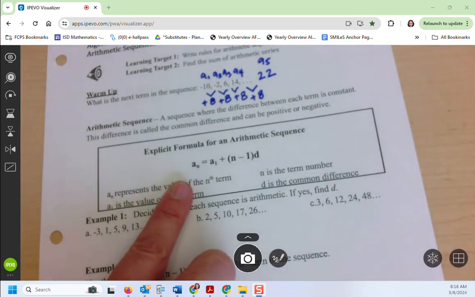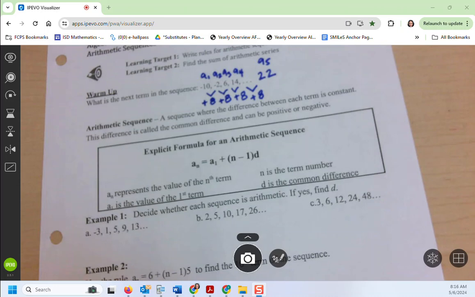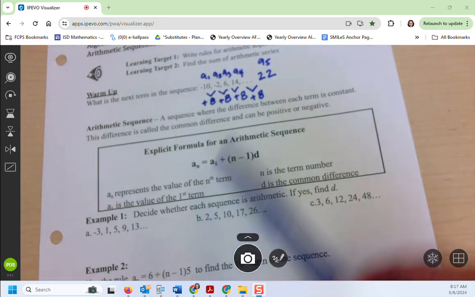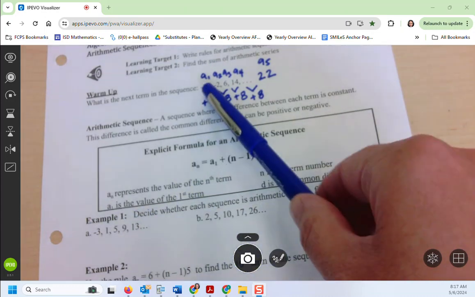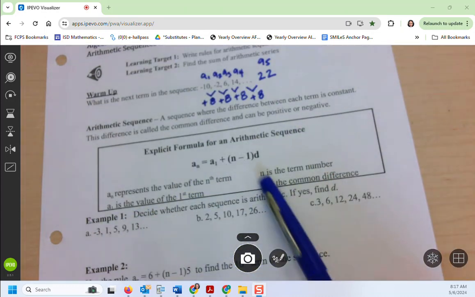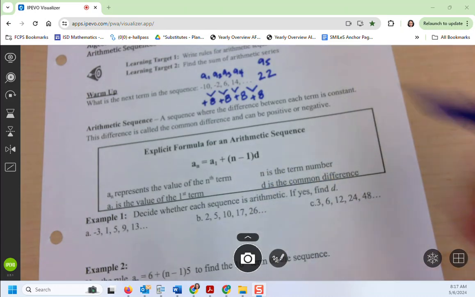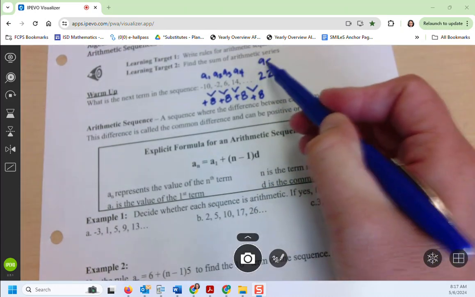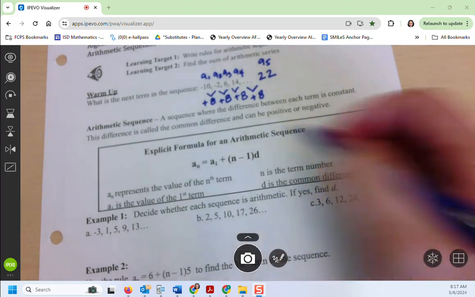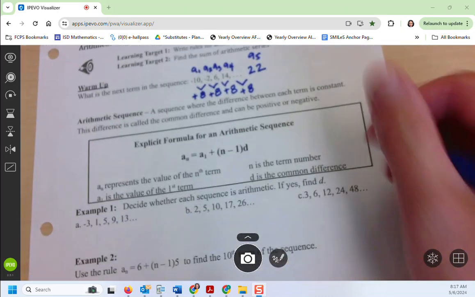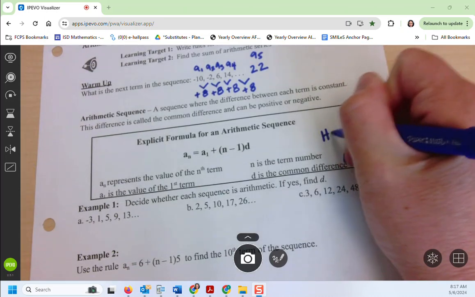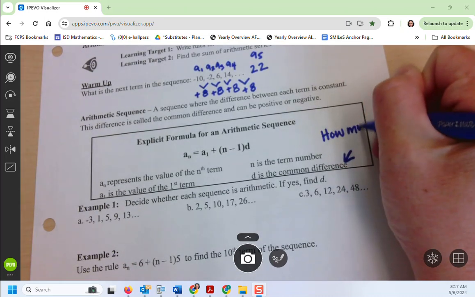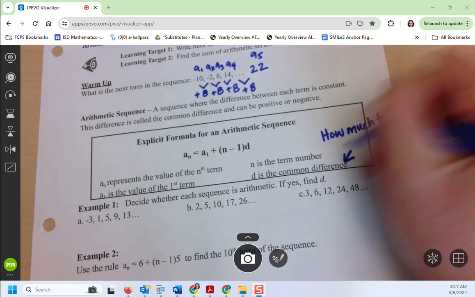So this formula right here is something that's going to be useful as we move down here. A sub n is the value of the nth term, so in this case 22. A sub 1 is the value of the first term, in this case negative 10. N is the term number, so this is the 5th term. And d is the common difference, which is how much you're adding each time.